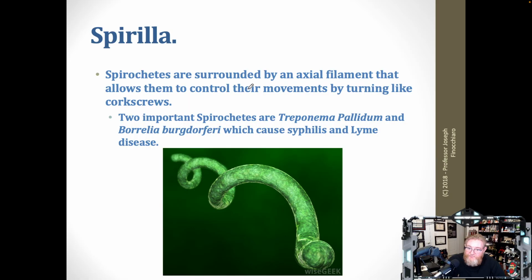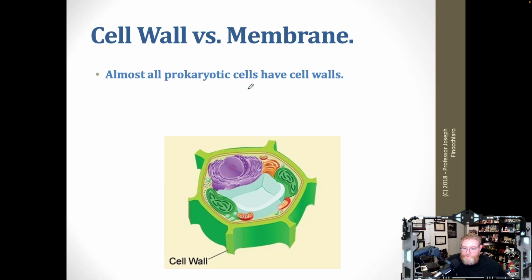Spirochetes are surrounded by an axial filament that allows them to control their movements by turning like corkscrews. Two important spirochetes are Treponema pallidum and Borrelia burgdorferi, which cause syphilis and Lyme disease, both of which are nasty.